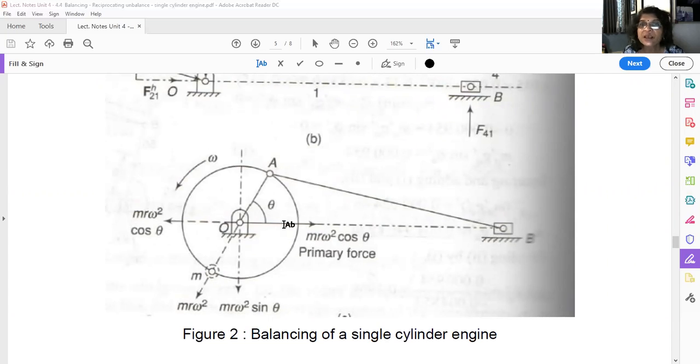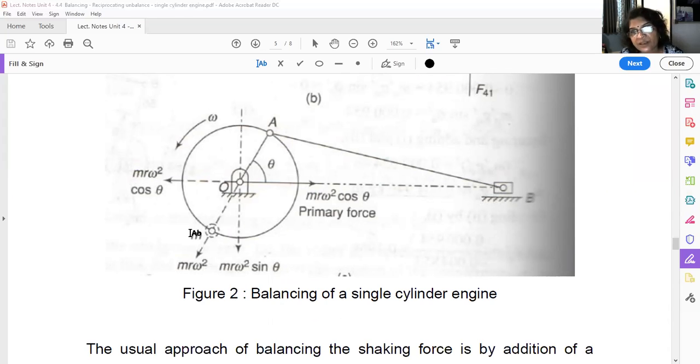For that purpose, we are providing a mass at a certain radius, that is at radius r only, here. So what force will it produce? Mr omega square in this direction. You know, this is the centrifugal force. This Mr omega square has two components, one vertical, the other horizontal. As this angle is theta, this opposite angle is also theta. So what are the two components of this Mr omega square, from the additional mass opposite to the crank? This component is Mr omega square cos theta. This vertical component is Mr omega square sin theta.